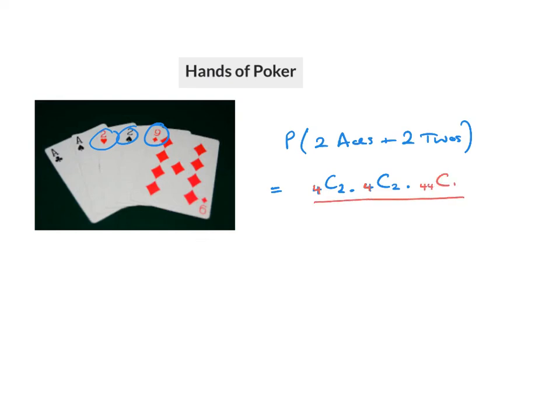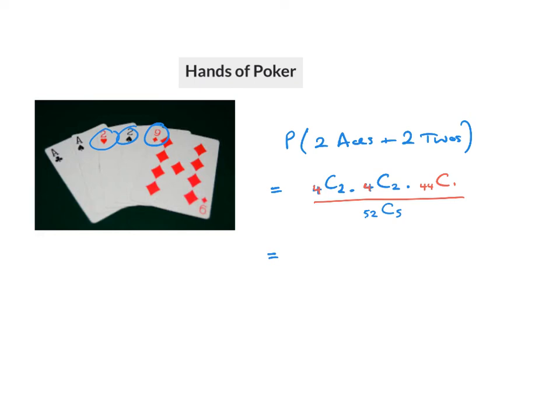Poker here, we've got to find the probability of 2 aces plus 2 twos. So we know that the aces is going to be 4 choose 2. The twos are also going to be 4 choose 2. Now the last card could be anything. So there's 52 minus 4 minus another 4 leaves us 44 cards left, and it could be any card. All divided by 52 choose 5.